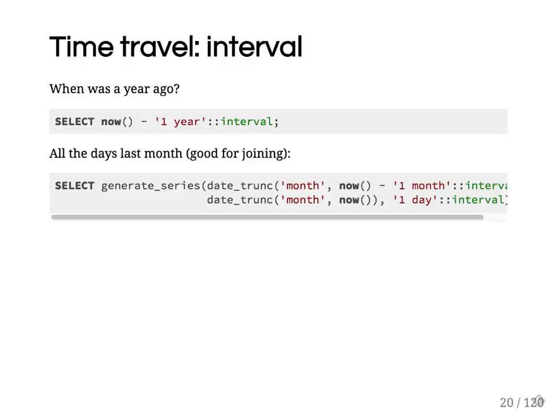Here's generate_series with this trick. This is all of the days last month as a set of rows. So we're using generate_series from date_trunc month now minus a month to date_trunc month now in one day intervals.